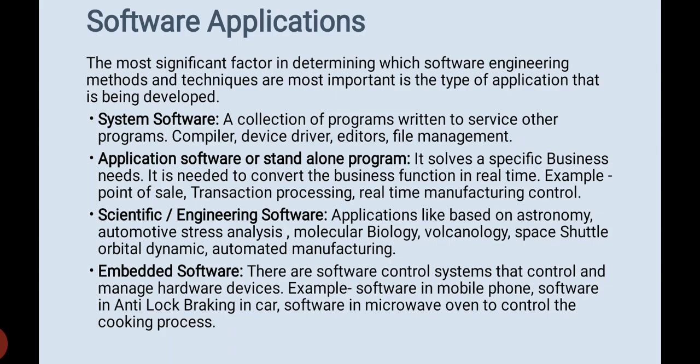Okay. Next is embedded software. These are software control systems that control and manage hardware devices, right? So these are the ones that are actually controlling and managing the hardware devices. Examples: the software in mobile phones, the software in anti-lock braking in a car, the software which can open the emergency system in the car, that also comes in this category. The software in the microwave oven that is controlling the cooking process. So all these are embedded software. Why? Because they're controlling and managing the hardware devices.